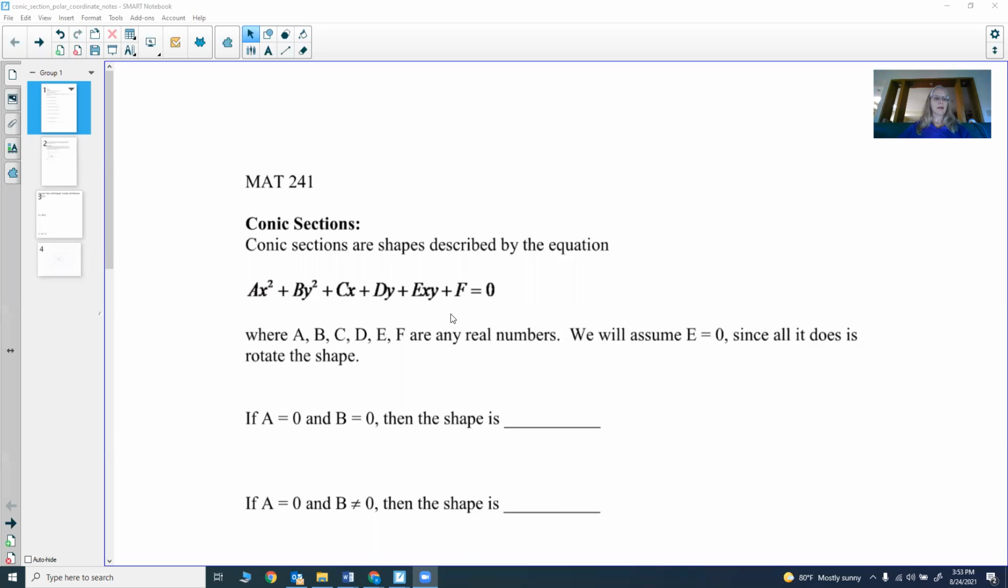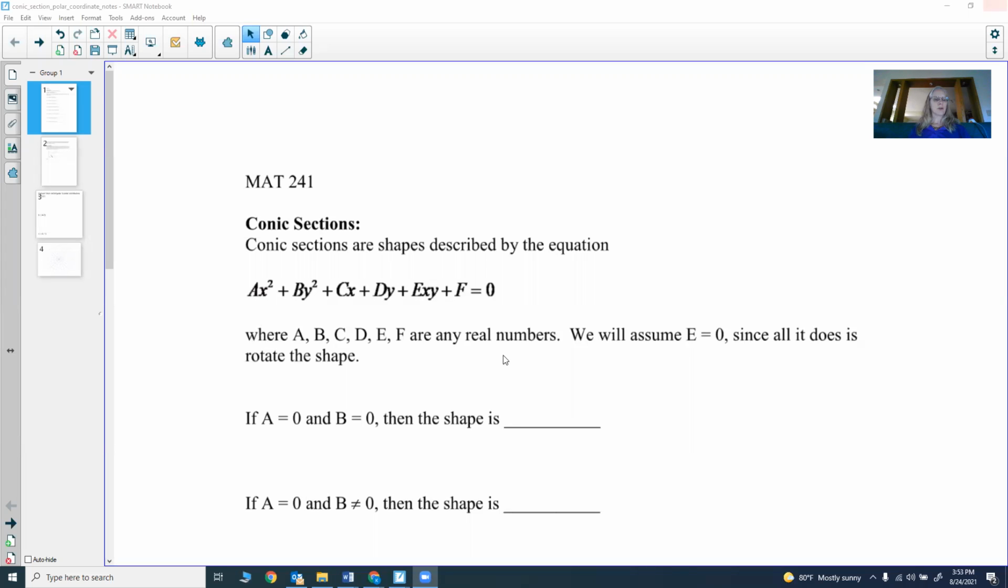So let's talk about conic sections. Conic sections are shapes described by the equation ax squared plus by squared plus cx plus dy plus exy plus f equals 0, where a, b, c, d, e, and f are any real numbers. We are going to assume that e equals 0 since all it does is rotate the shape. So we won't have the xy term in the ones we're going to do, just because it doesn't do a lot for us besides rotate them.